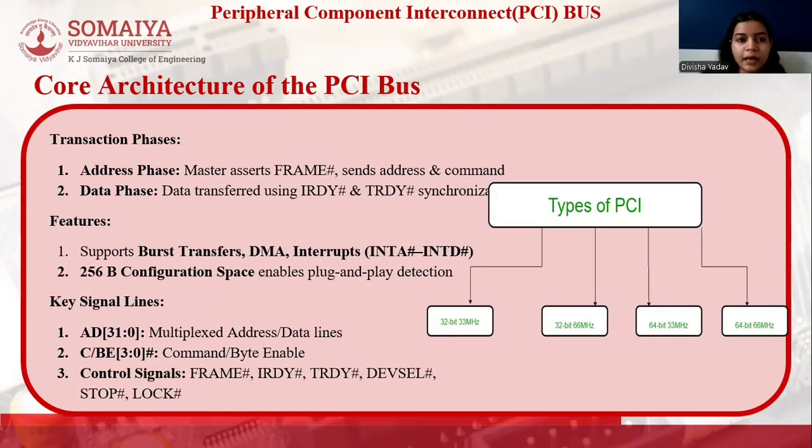The bus operates on parallel, shared, and synchronous designs, typically offering a bandwidth of up to 533 MB per second. The data transfer happens in two main stages, the address phase and the data phase, which are controlled by signals like FRAME, IRDY, and TRDY, etc. The mechanism allows smooth burst transfer, supports direct memory access, which is DMA, and handles interrupts efficiently, making PCI both fast and flexible for multiple connected devices.